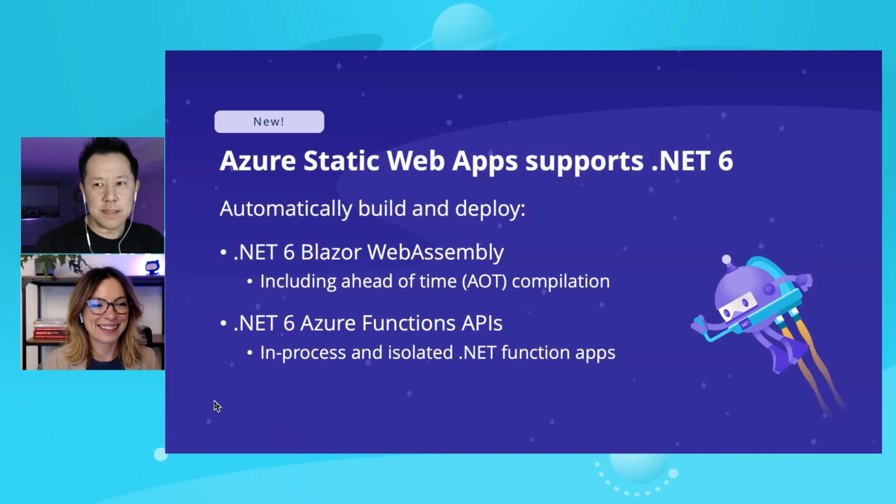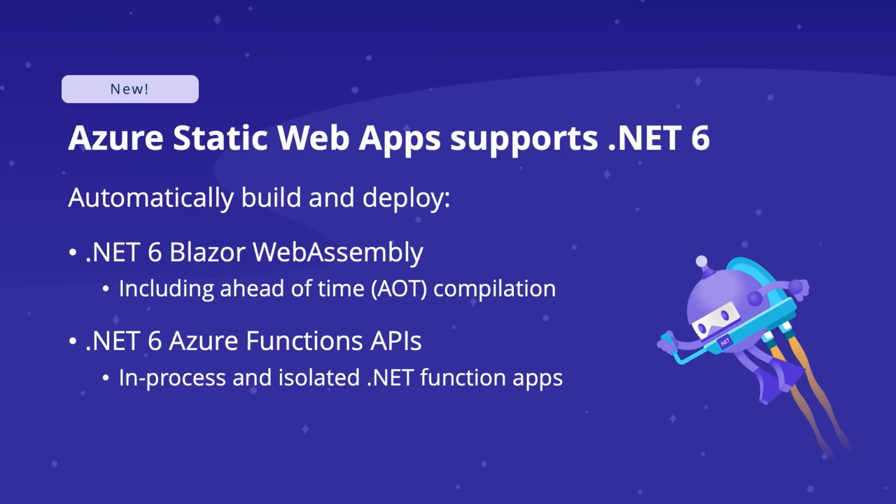Love it. A couple of days ago, we announced that Azure Static Web Apps now supports .NET 6. What this means is a couple of things. One is we understand how to detect, build and deploy .NET 6 Blazor WebAssembly applications, including installing the WebAssembly workload, so that we can do things like ahead of time compilation. All of that is supported, and it just deploys nicely to Azure Static Web Apps.